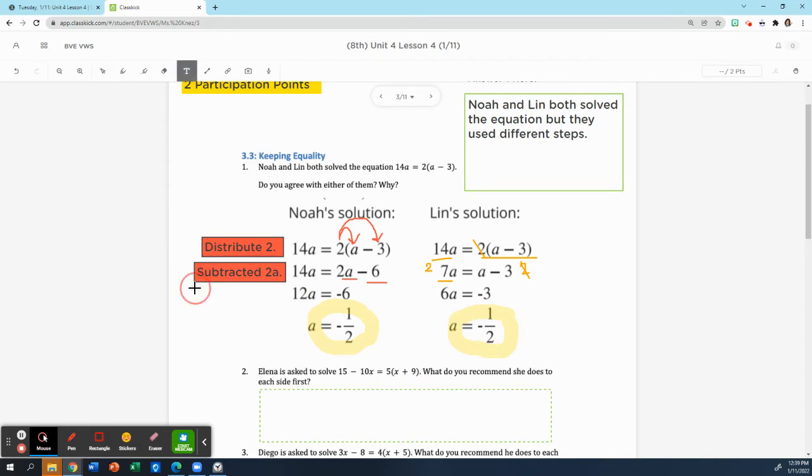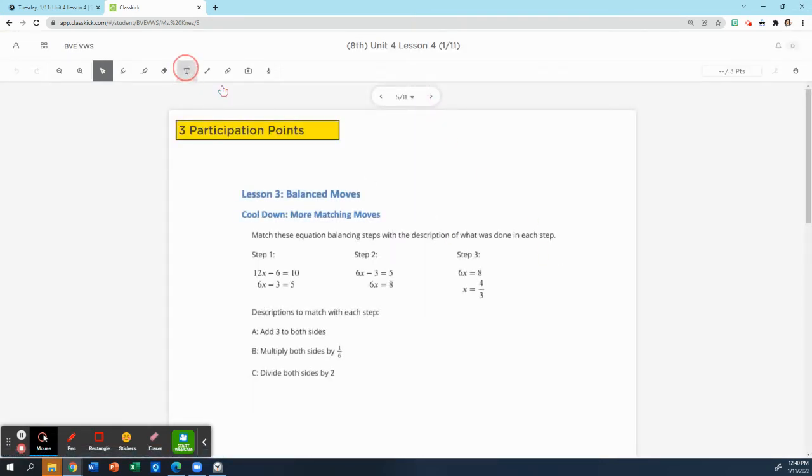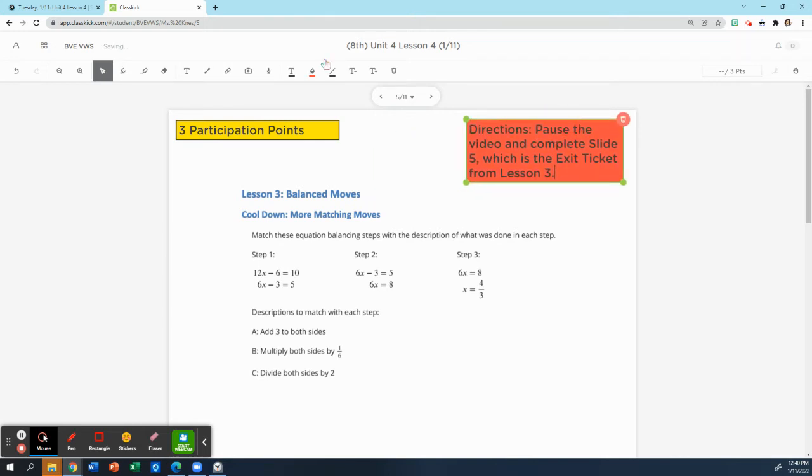And then finally, we can see that his last step was to divide both sides by 12. And again, we can tell that that's the case because a just became a on its own, and negative 6 divided by 12 is negative 1/2. You're going to be asked to identify steps this way on slide 5, which is the next place you need to go. Your directions are to pause the video and complete slide 5, which is the exit ticket from lesson 3. So pause the video and complete slide 5.